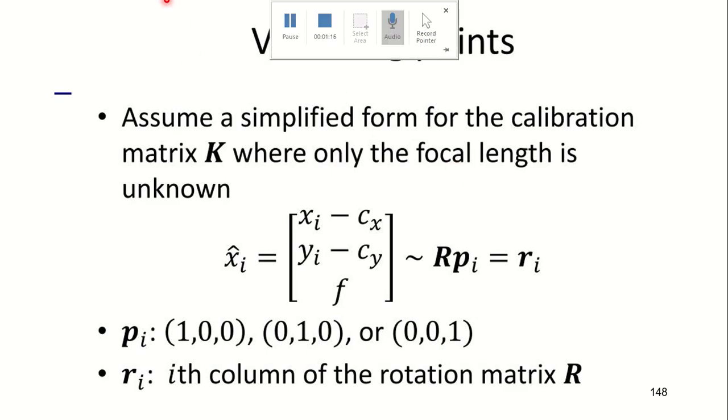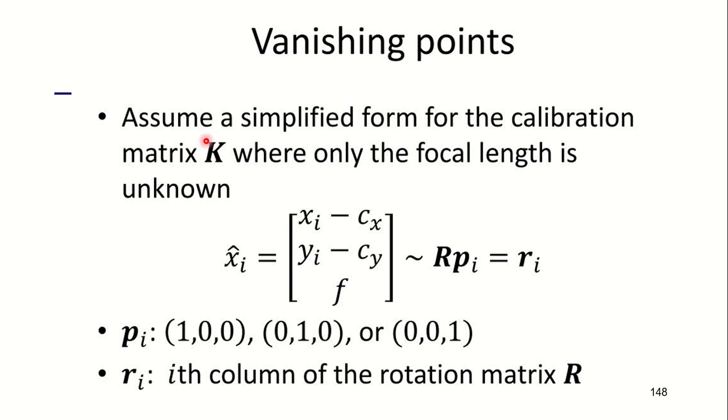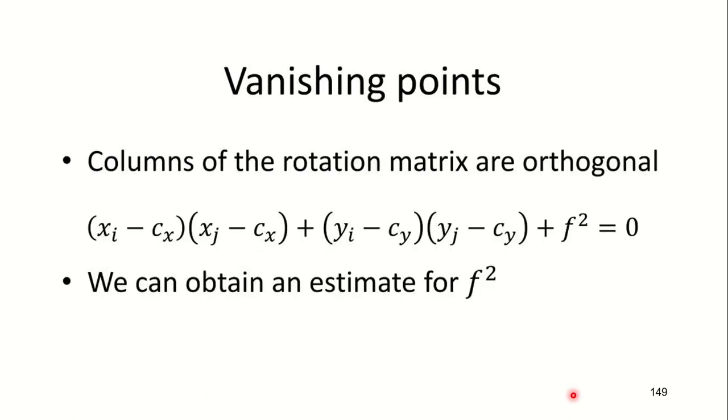Assume a simplified form for the calibration matrix K where only the focal length is unknown. So xi cap will be the matrix xi minus cx, yi minus cy, then f, which is approximately equal to R into pi, which is equal to ri. So pi is three sets of points like this: either the first value is 1 and the others 0, or the middle or the last one is 1. Ri is the ith column of the rotation matrix capital R.